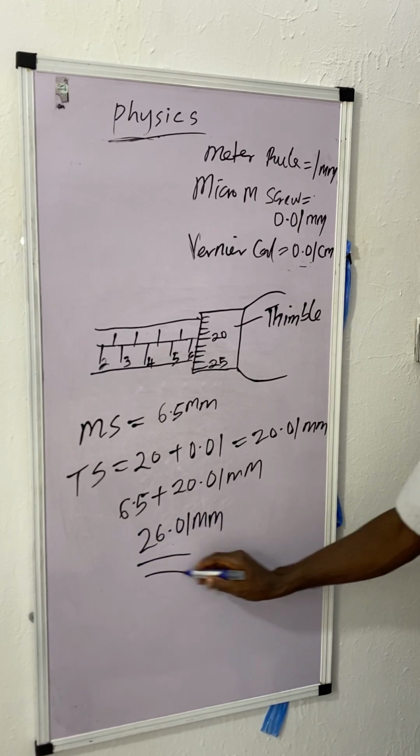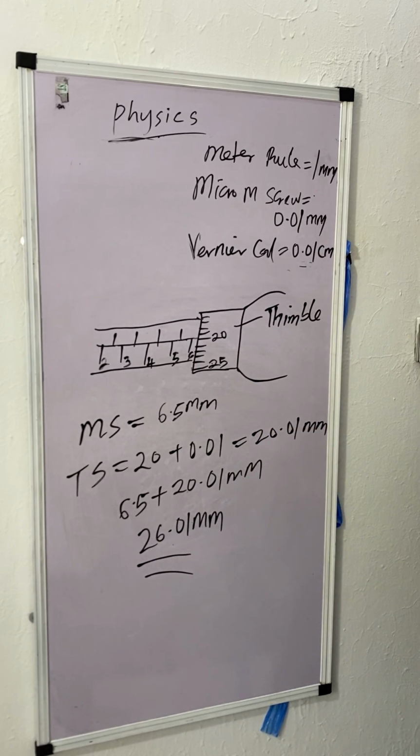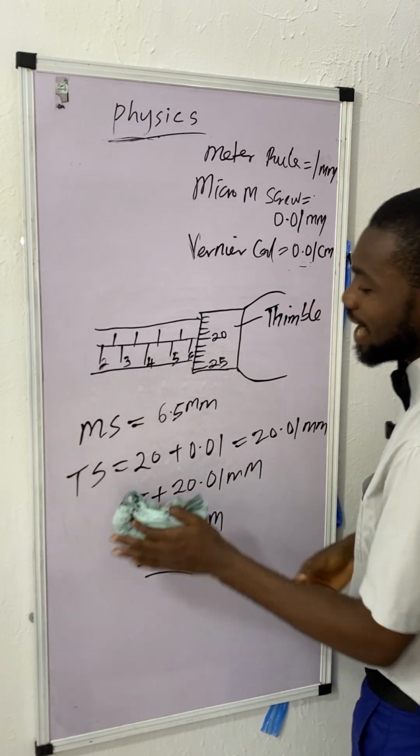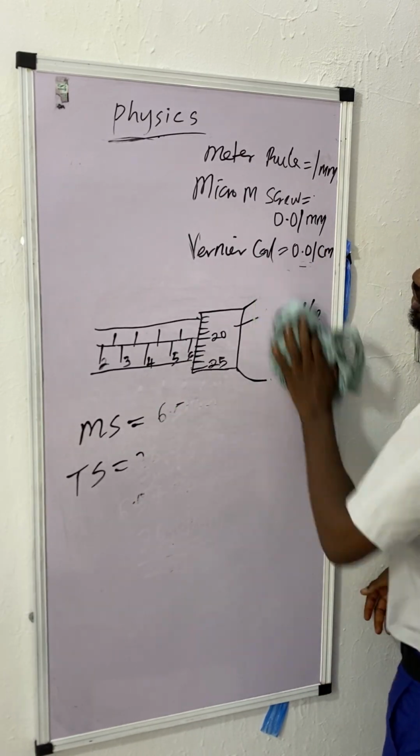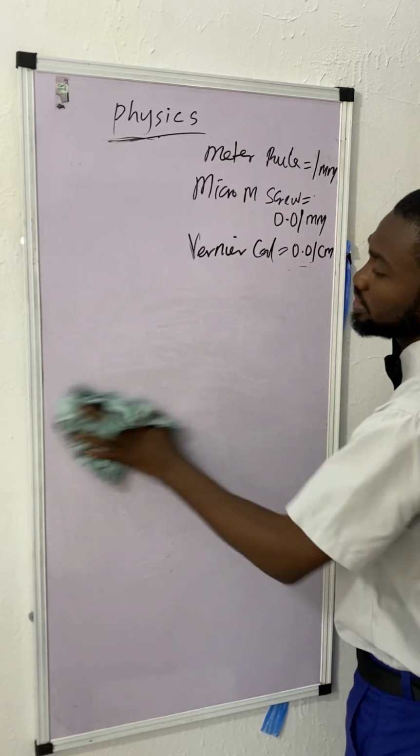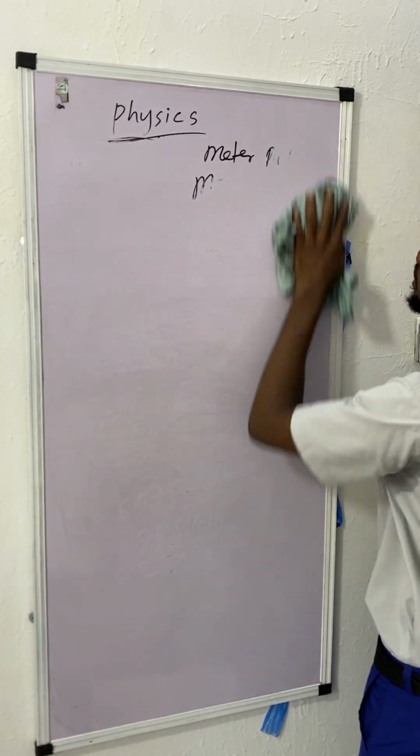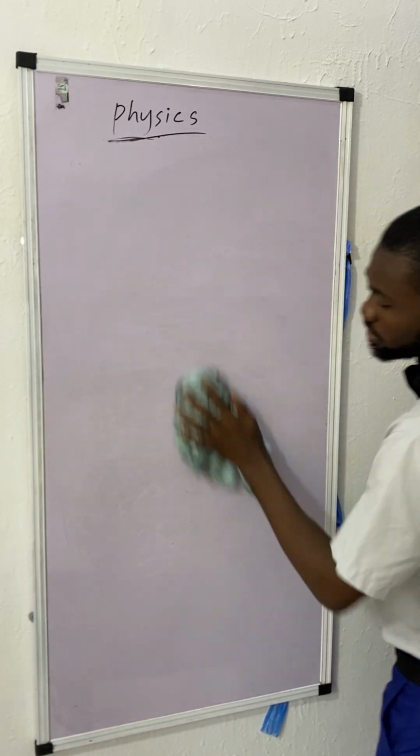26.01 millimeter. This is the final reading of this micrometer screw gauge. As easy as that. So you do yourself a favor, go and read more on the micrometer screw gauge. Read how to read them. Just search online, search on Google. You see micrometer screw gauge.